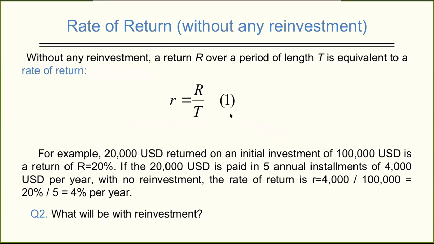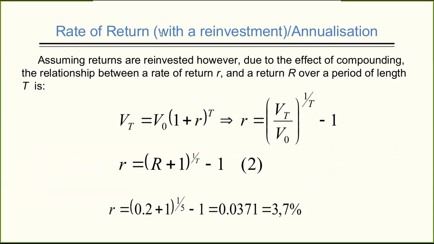But there is another approach, another assumption. It is with reinvestment. What is this? Now you already know this formula. It is the formula of compounding percent. It is the initial investment, it is the value of the investment at the end of the period T capital, and r little is the rate of return. From this formula we can find this rate of return.